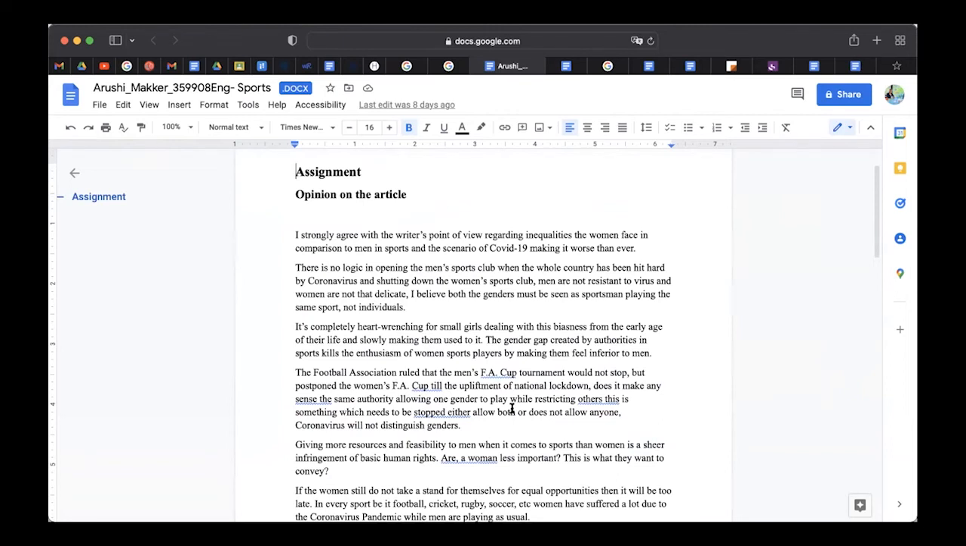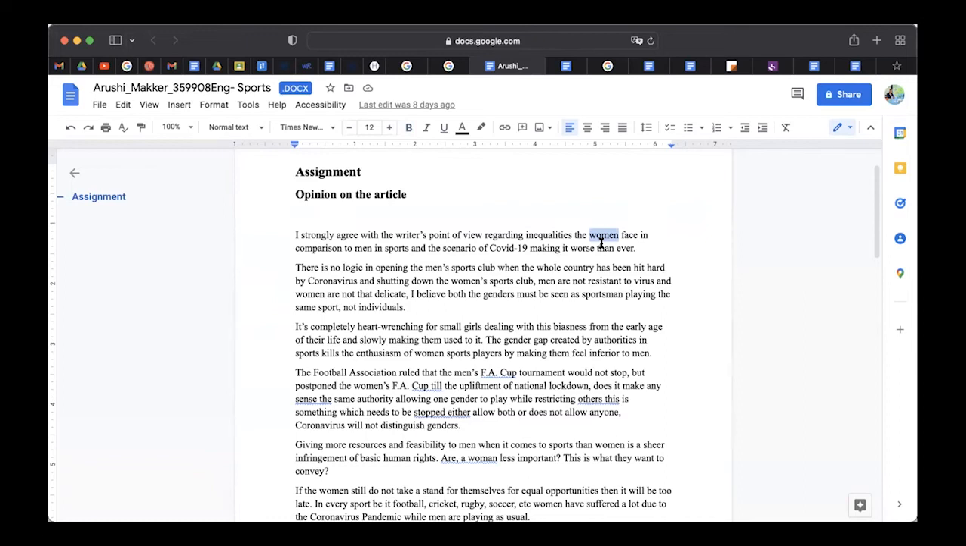I strongly agree with the writer's point of view regarding the inequalities that women face. Because you have used "that women face", you've made it specific that I'm only talking about the ones that women face. So, regarding the inequalities that women face in comparison to men in sports, and especially in the scenario of COVID-19, of coronavirus, making it worse than ever.